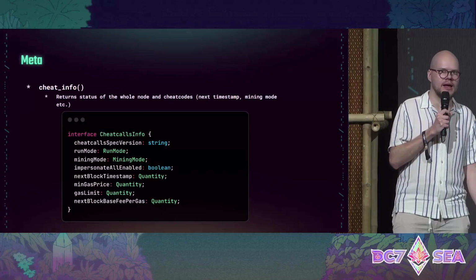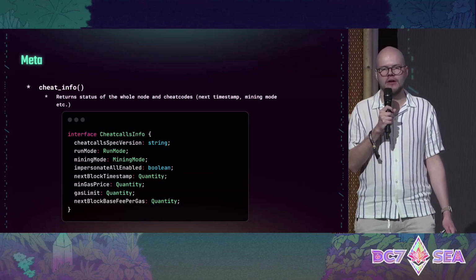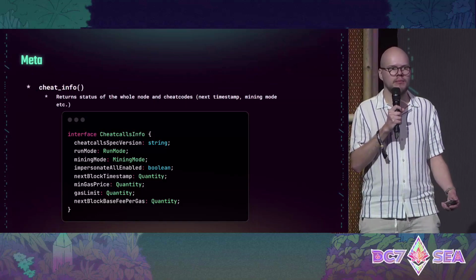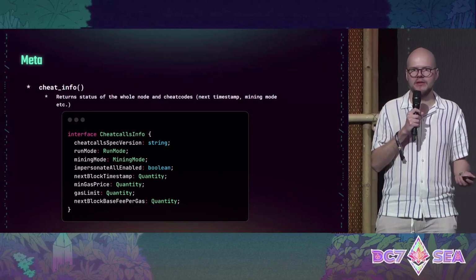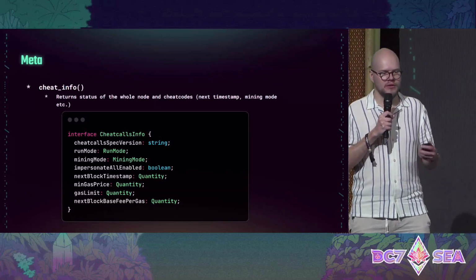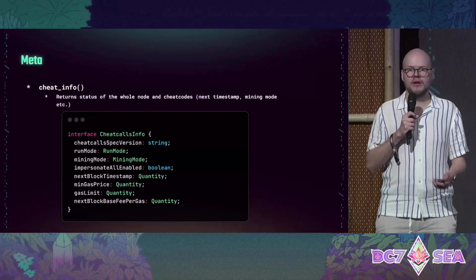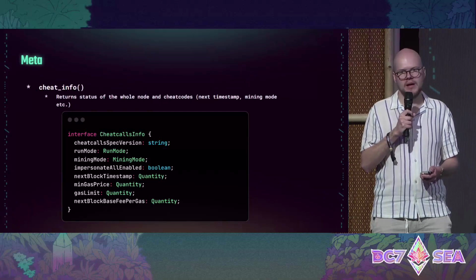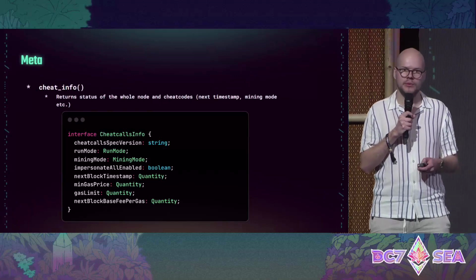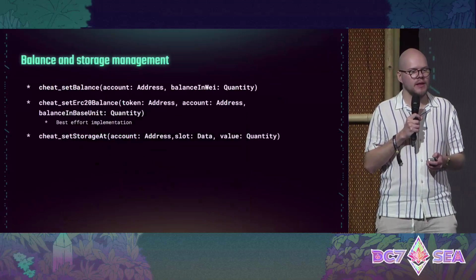We also created a meta cheat call for inspecting the current state of the node. So by calling cheat info, you get a bunch of basic information about the state of different cheat calls, like what's the mining mode, what's the state of impersonation, and so on and so forth. And it also returns a cheat code spec version. This is to future-proof this proposal when there will probably be more proposals extending it.